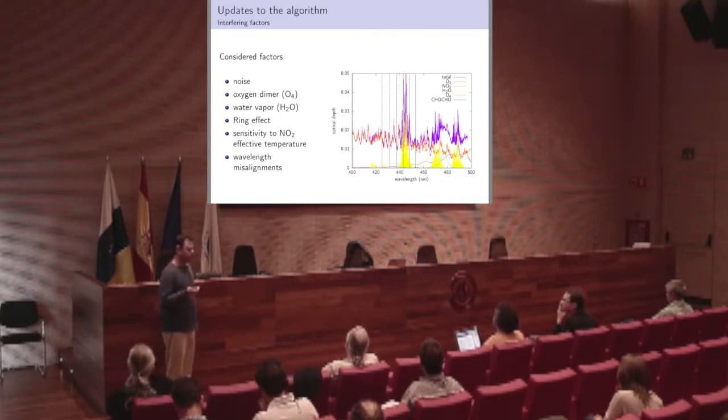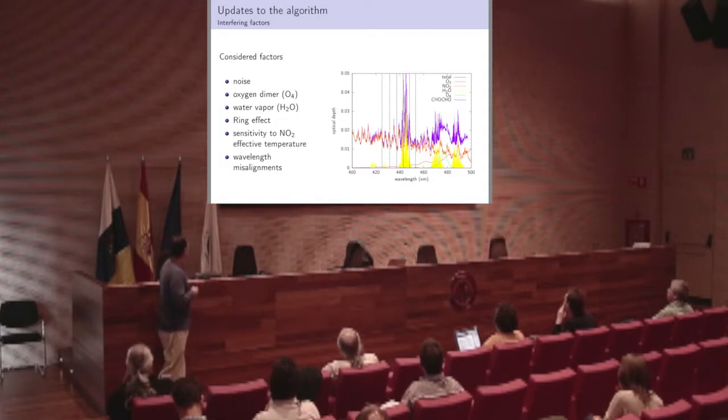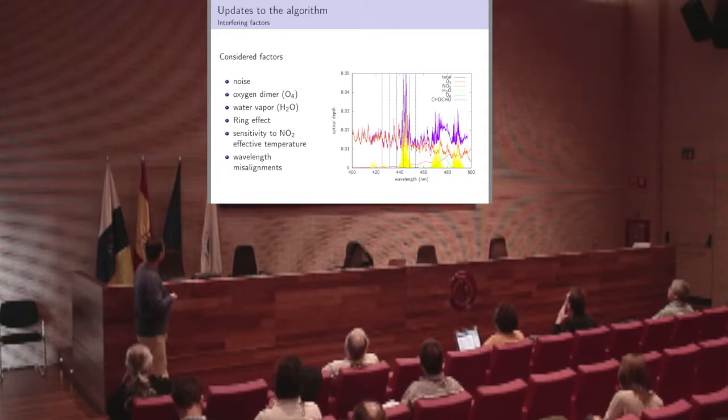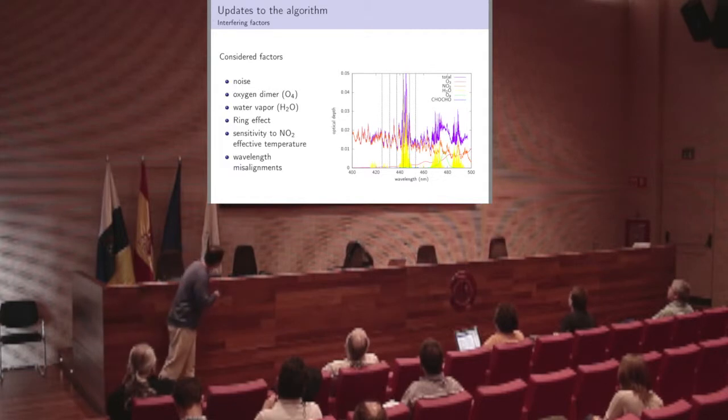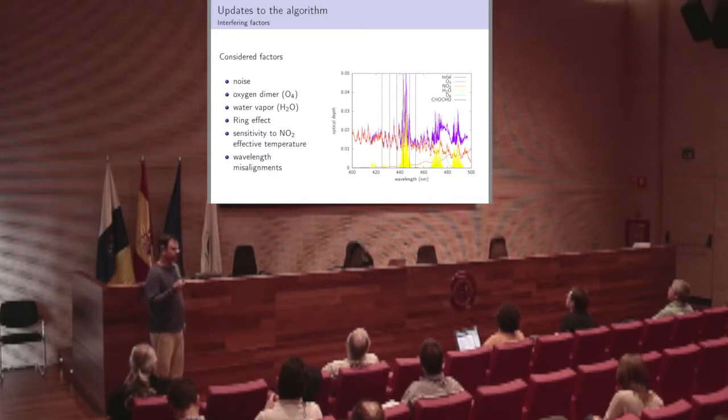That's because I wanted to find an optimal position of the grating that increases the sensitivity to nitrogen dioxide and decreases everything else. The considered factors are noise, the influence by the oxygen dimer (you see there is a slight influence of the dimer, it's the green one here), water vapor, the ring effect in the zenith sky measurements, the sensitivity to the effective temperature of nitrogen dioxide, and also slight wavelength misalignments remaining from the HG test.